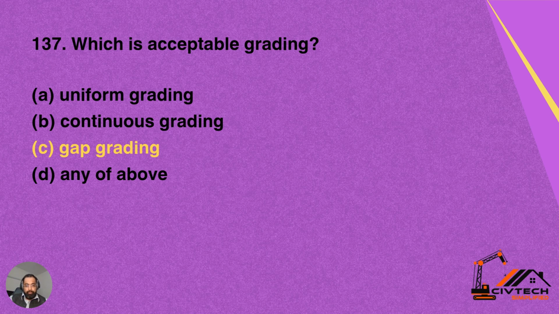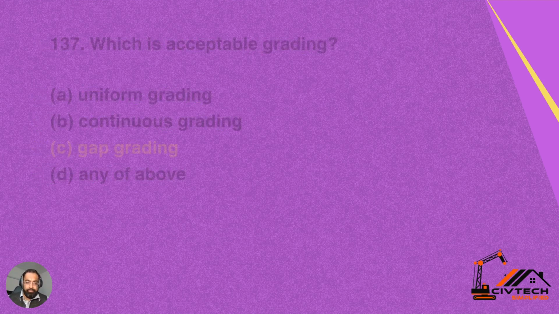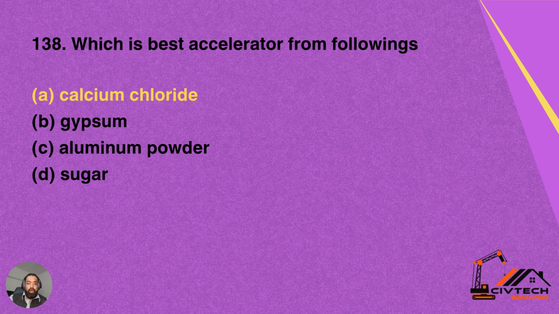137. Which one is acceptable grading? Option A is uniform grading. Option B is continuous grading. Option C is gap grading. Option D is any of the above. So the acceptable grading is gap grading. Option C is the correct answer for this question.